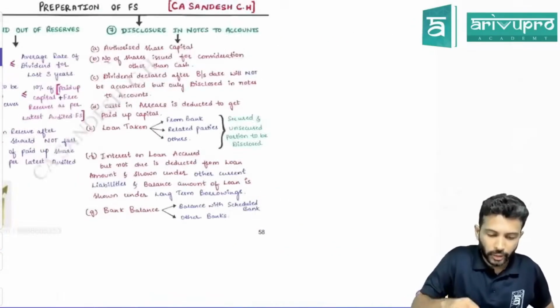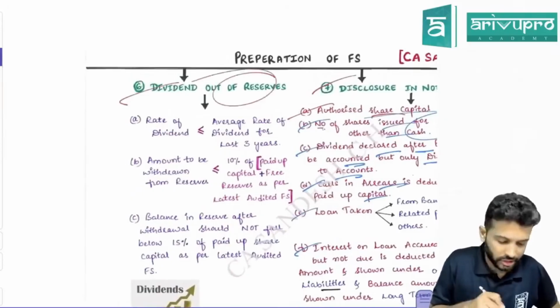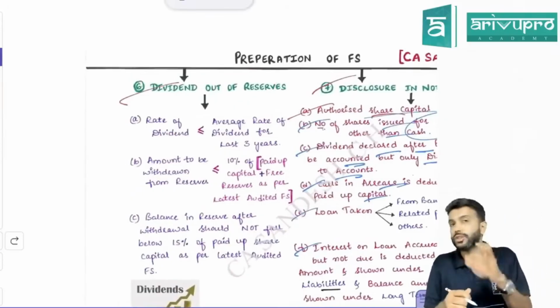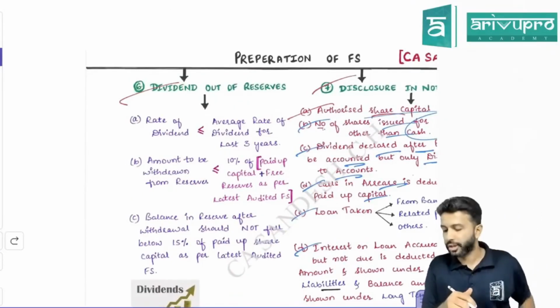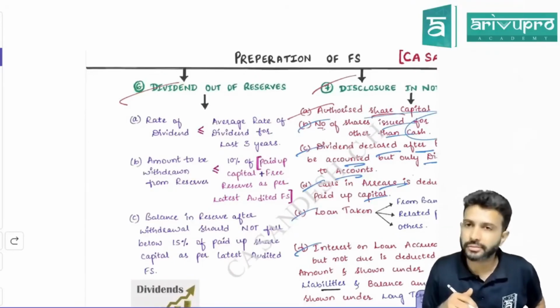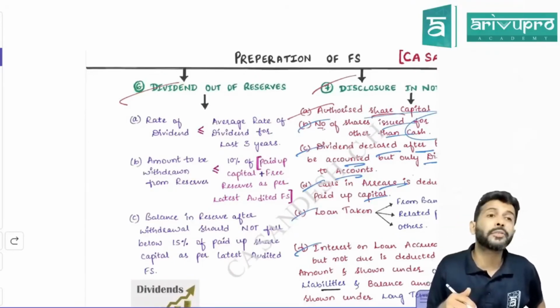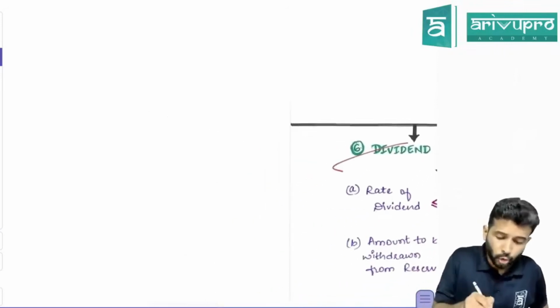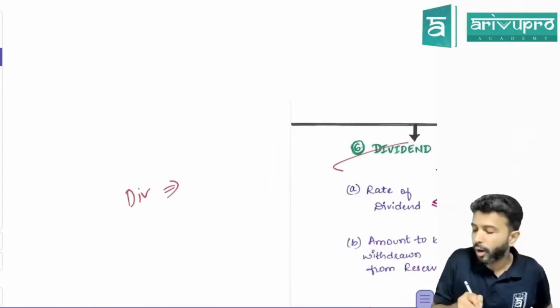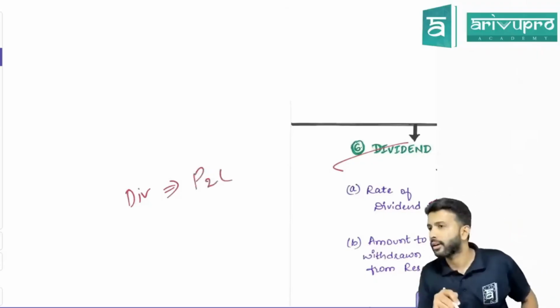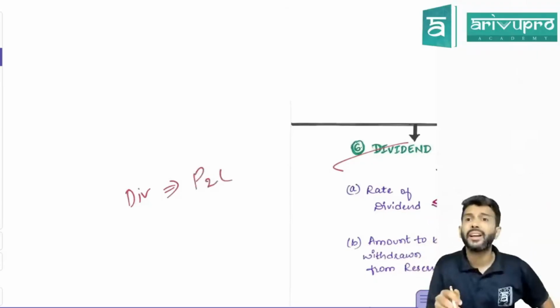Next, one point I would like to discuss is another type of question that can come for 4 to 5 marks from this topic: declaration of dividend from reserves. Usually you pay dividend out of what? You will pay dividend out of P&L, correct? Out of profits only you will pay dividend.